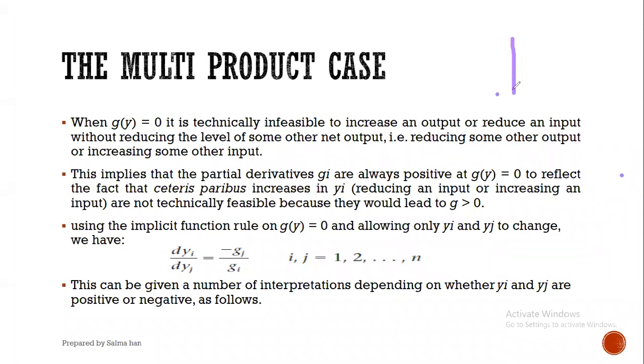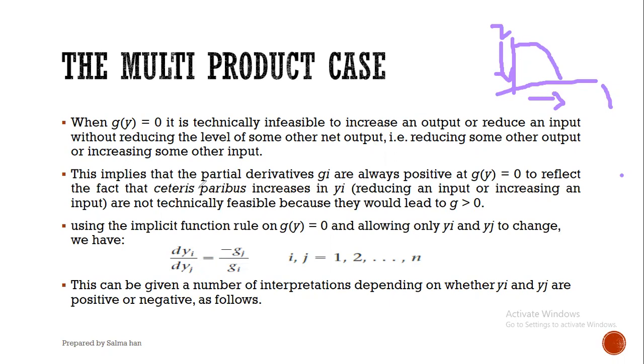If the firm is producing on this curve, this is input number 2, this is input number 1. If the firm wants to reduce the utilization of input 2, it has to increase the utilization of input 1, then it has to reduce the utilization of input 2. Therefore, it is technically infeasible to increase output or reduce an input without reducing the level of some other net output, that is reducing some other output or increasing some other input.